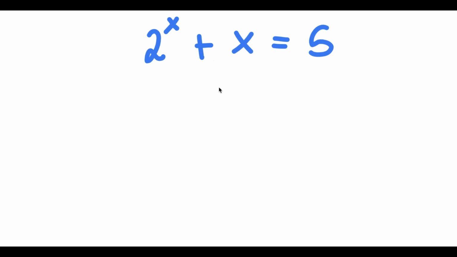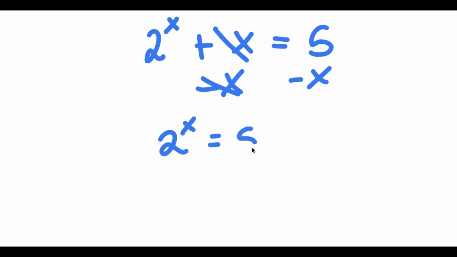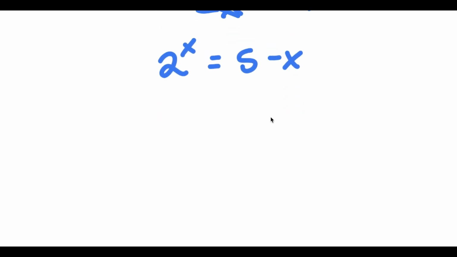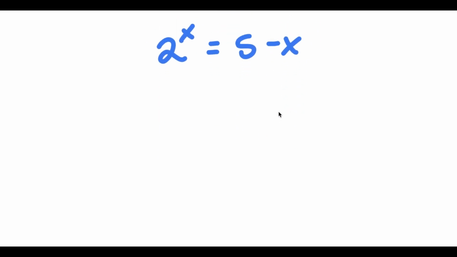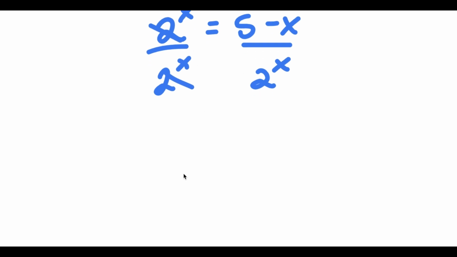Alright, so in this problem, I have 2 to the power of x plus x equals 5. So I'm going to first start by subtracting x on both sides. So these two cancel out, and I get 2 to the power of x is equal to 5 minus x. Now, I'm going to divide both sides by 2 to the power of x. So these two cancel out, and I get 1 is equal to (5 minus x) over 2 to the power of x.